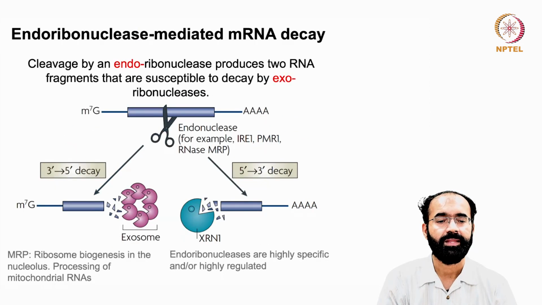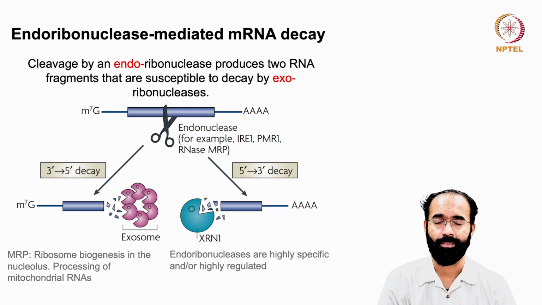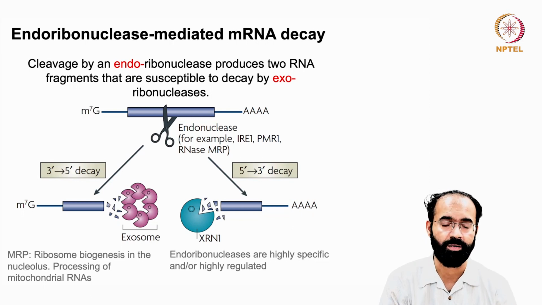Now let us see endoribonuclease mediated mRNA decay. The word itself says enough, because endoribonuclease do not bother whether the 5' end or 3' end is protected or not. It can simply act right in the middle, create 2 new ends, which are 5' and 3' ends, and the exosome and XRN1 can happily chew them up. So that is exactly what happens.